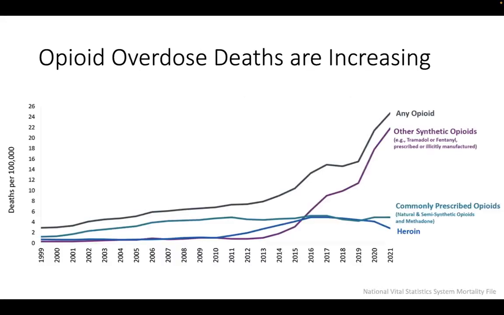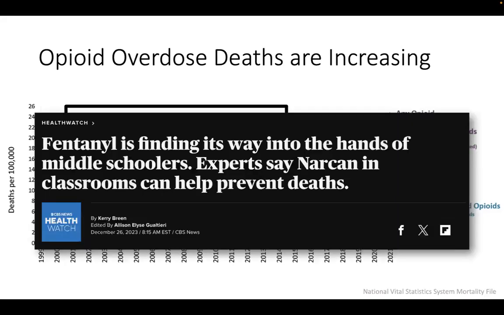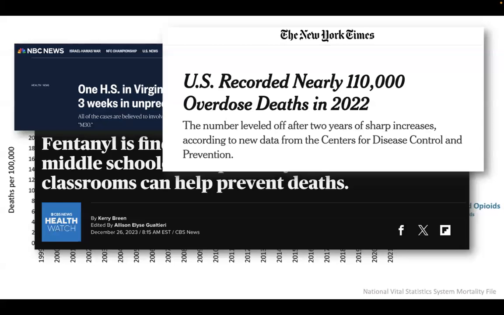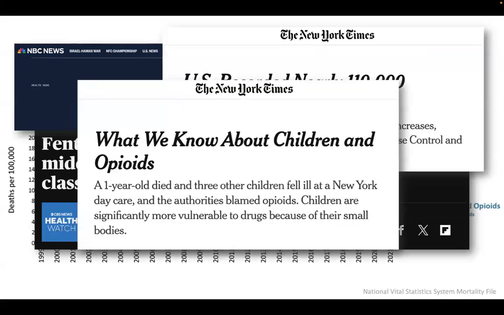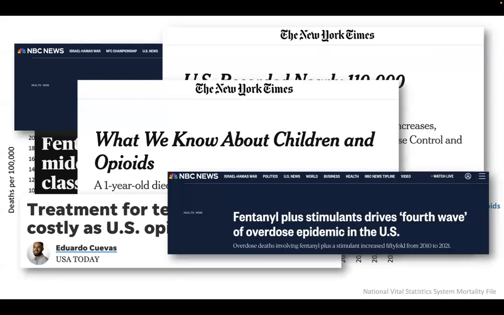Opioid overdose deaths are increasing. Since 2013, the number of people dying has risen by almost 4 times, largely because of the increased availability and use of synthetic opioids like fentanyl. But why am I talking about this? We all know that opioid overdose deaths are on the rise. We have seen the impact in our communities, our patients, perhaps our personal lives, and of course on the news. We know that the opioid epidemic is touching everyone in our communities.